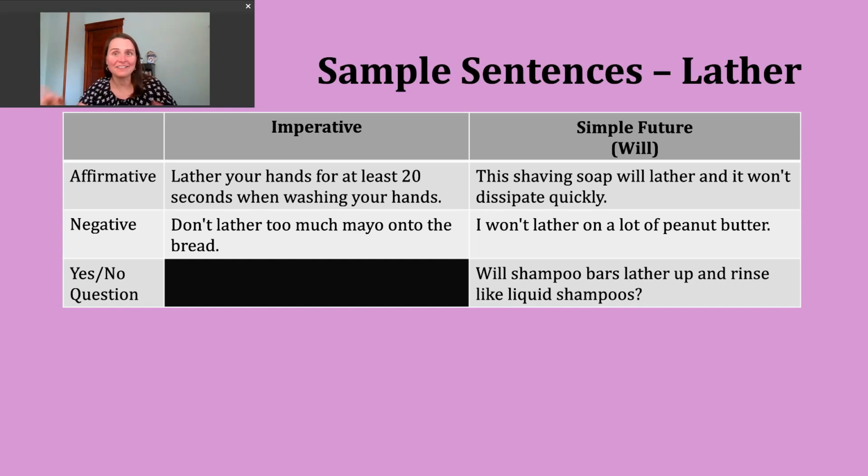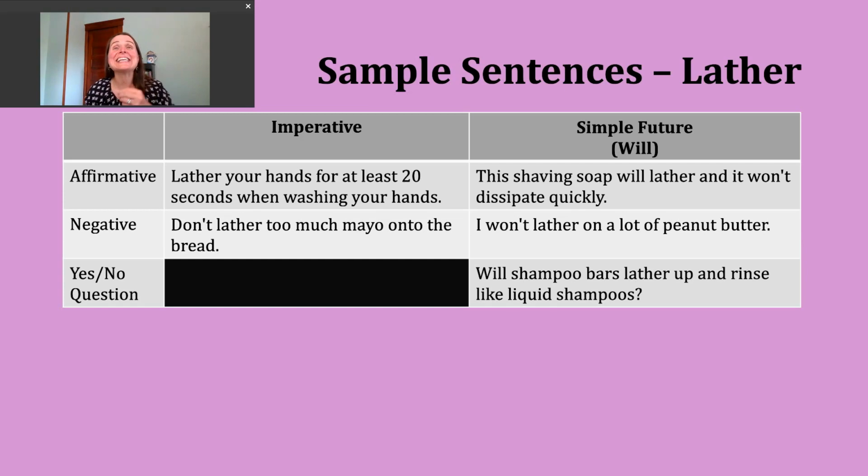That could be one person if I'm speaking to or writing to one person, or it could be to a group. So if I want to begin an affirmative sentence, so I'm telling someone to do a particular action, I just start with the base verb. So I might say to someone, lather your hands for at least 20 seconds when washing your hands. Right? This is recommended advice, right? So we're telling someone, right, take soap, right, get those white bubbles to start forming.